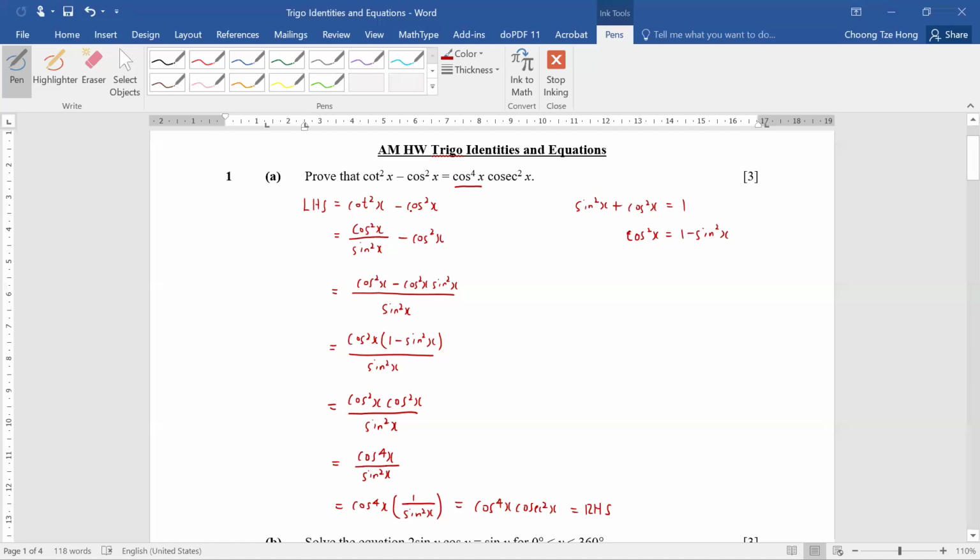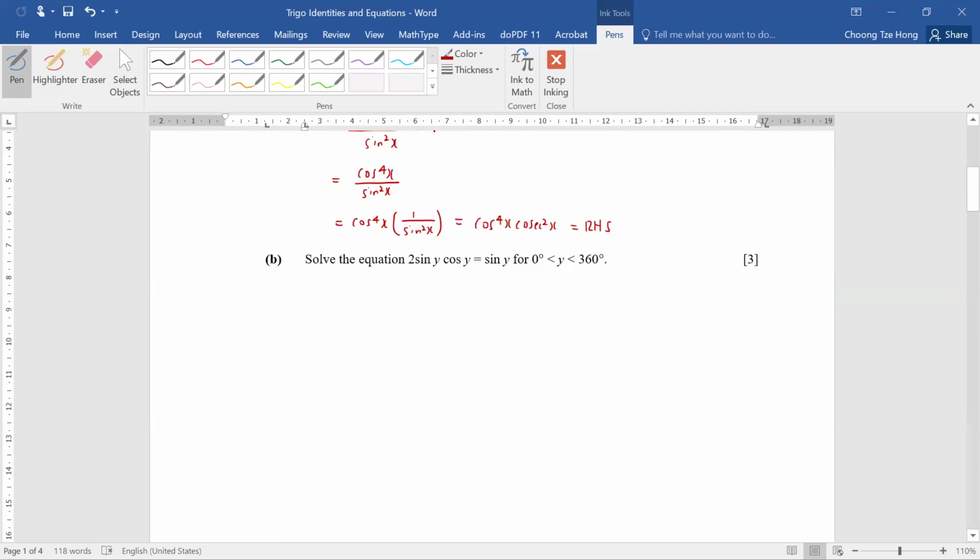So why did I choose to start from the left side? Because it's easier. It's easier to combine the difference or the sum of two separate trigo functions into one single expression, than to try to break up this product.